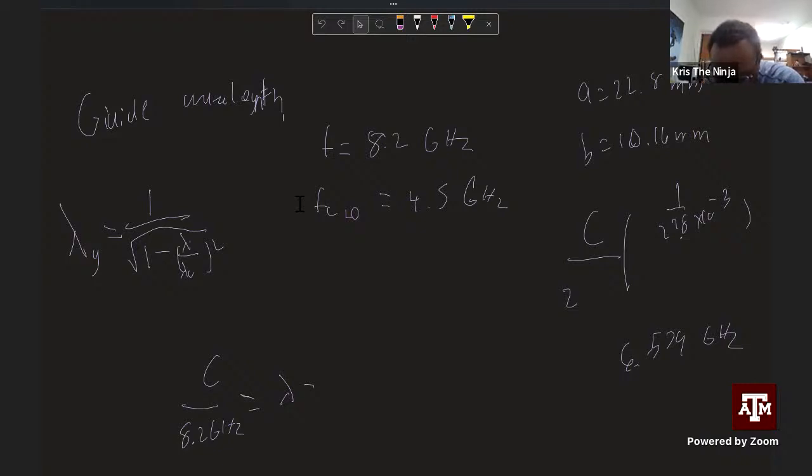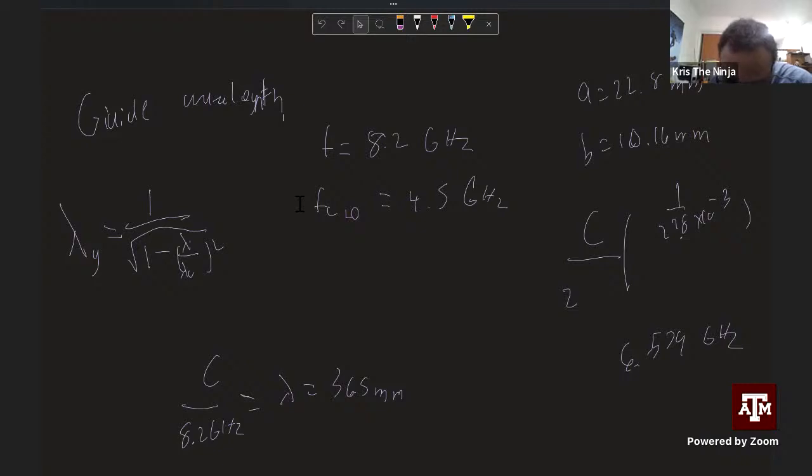And then our cutoff wavelength, or lambda c, I believe that's the speed of light divided by the cutoff frequency, not wavelength, divided by 4.5 e to the 9. And that equals 66.67 millimeters.